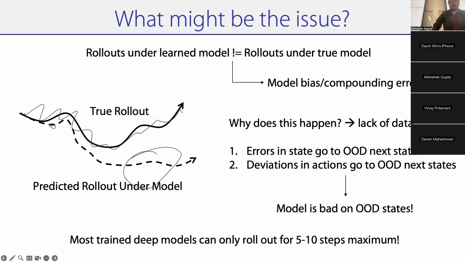And so what makes model-based RL challenging is this compounding error problem. And that's why most learned models don't plan over huge horizons. They plan over just a few steps.